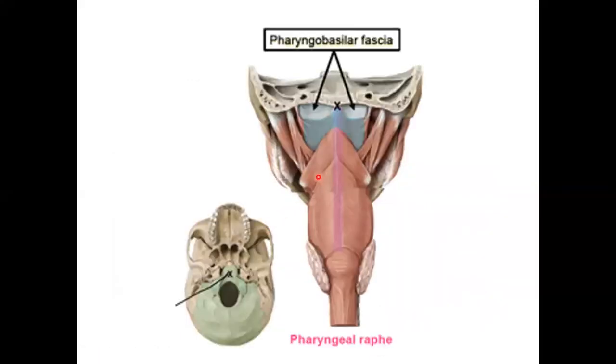Okay. And now on the posterior aspect of our patients, so looking from the back, this is the pharyngobasilar fascia. So this X here is marking where that fascia is attached on the underside of the skull. You can see it's just like it's on the posterior aspect of the throat.